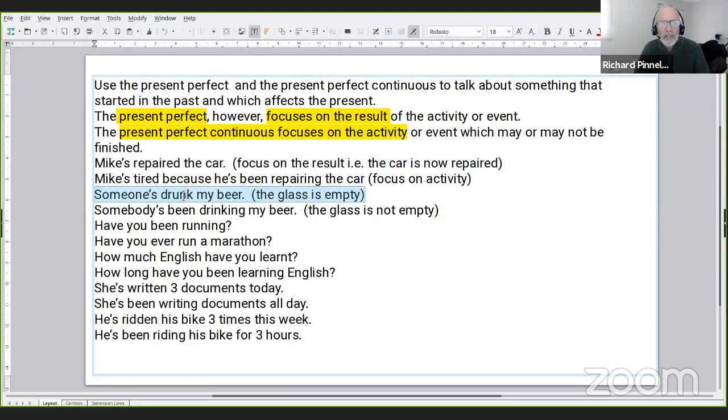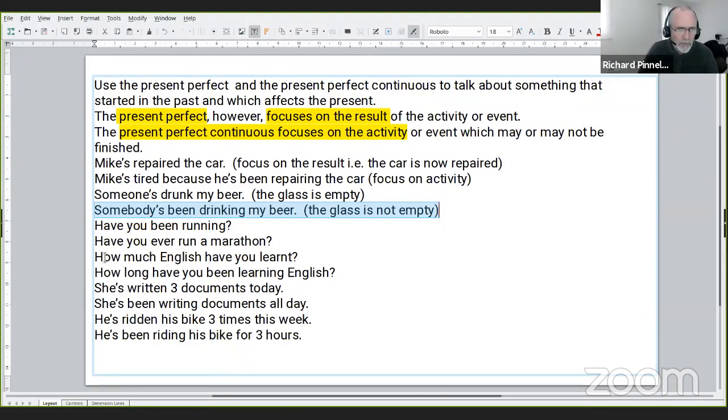Here's another example. Someone's drunk my beer. So my glass is empty. It's all gone. It's finished. That's the result. Someone's been drinking my beer means the glass is not empty. I'm talking about the activity, and the activity is not finished. When I left the beer, the glass was full, and when I returned, I said somebody's drunk my beer. It's all gone. Now with this one, I left a full glass, and when I returned, it was half empty. So I would say somebody's been drinking my beer.